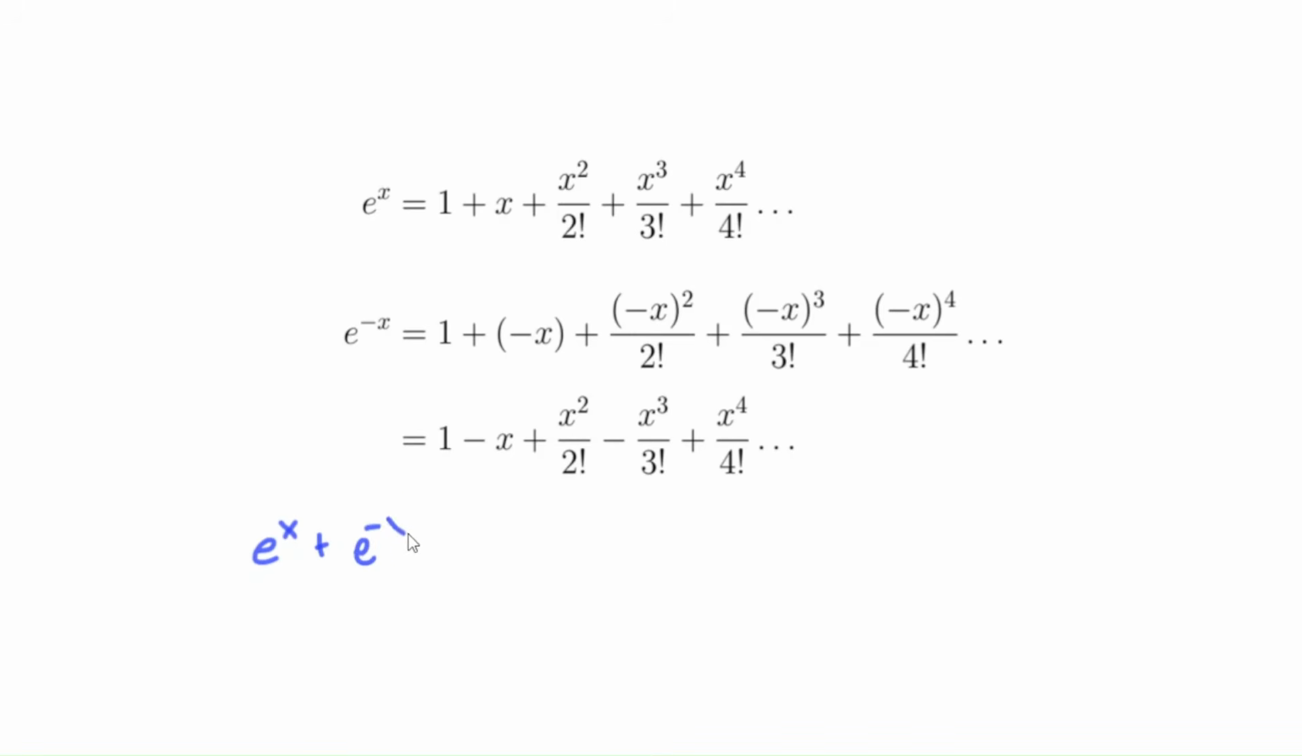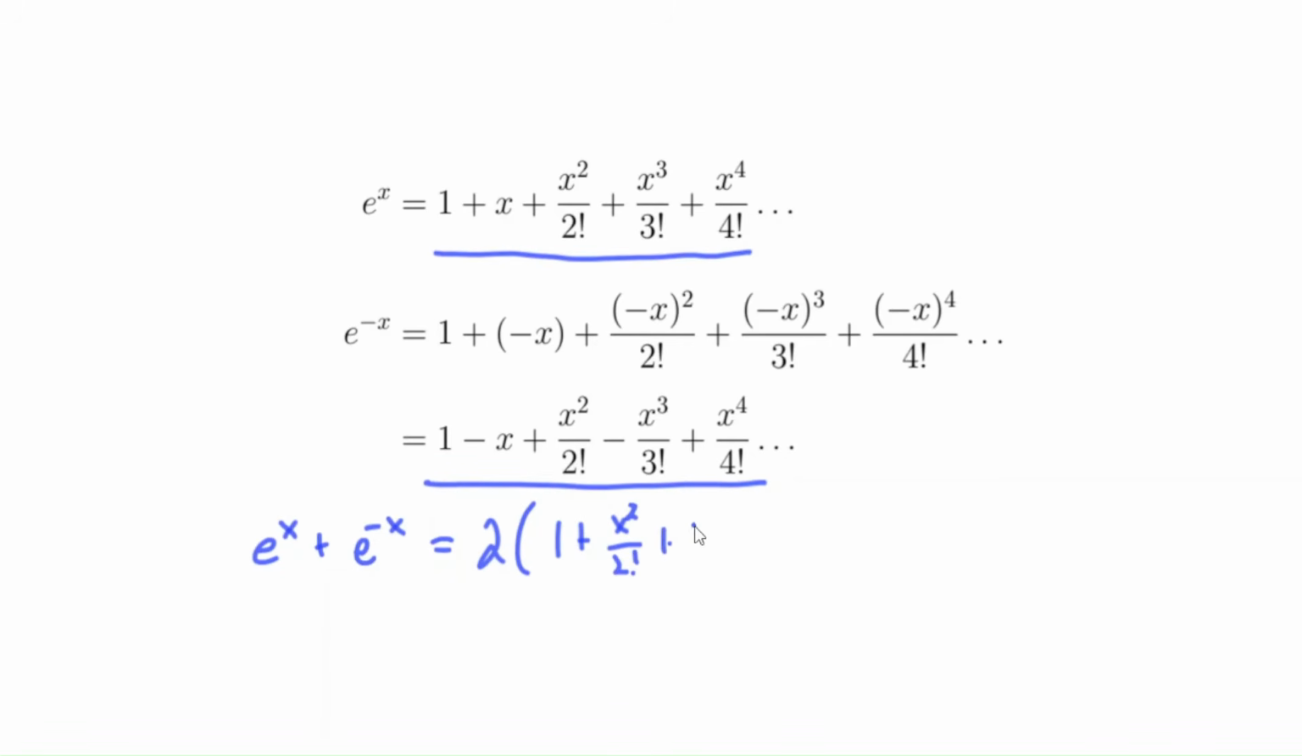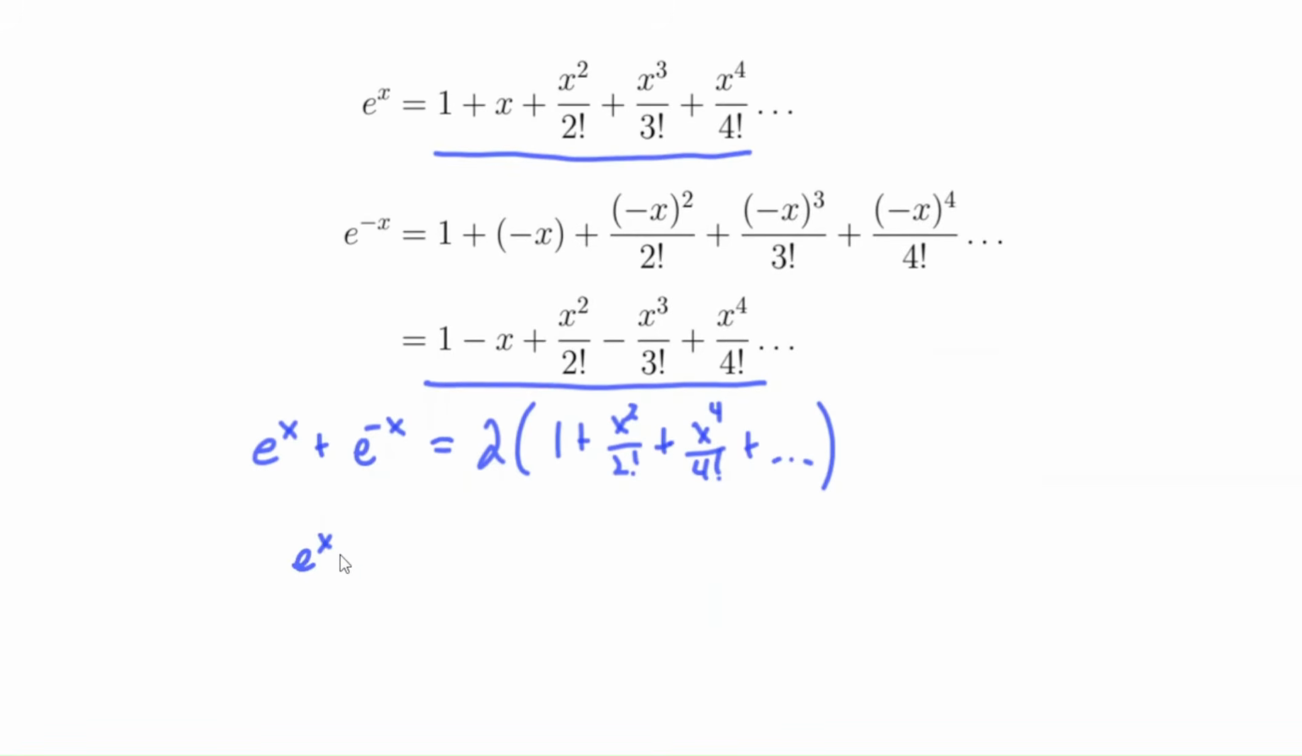And the whole point of doing this, though, is so that if we were to add e to the x and e to the negative x, what would happen? Well, if we were to take this plus this and add them up, notice the x and the minus x, if we add those they will go away. The x cubed over 3 factorial and minus x cubed over 3 factorial, those will add to 0. All the odd powers are going to add to 0. All the even ones just double up. So what we end up getting is 2 times 1 plus x squared over 2 factorial plus x to the fourth over 4 factorial plus x to the sixth over 6 factorial, and so on. And so notice that e to the x plus e to the negative x over 2, if we divide both sides by 2, ends up being the right-hand side.